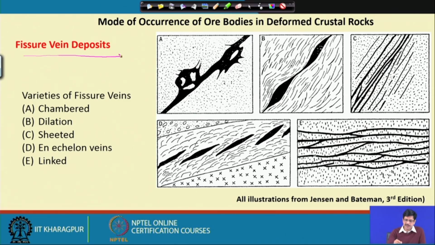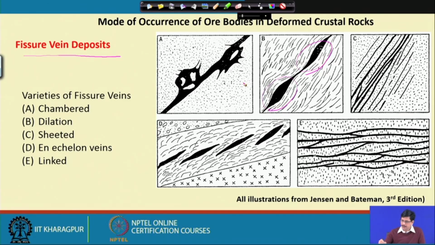In the first case it is a chambered type of fissure vein. A fissure is a plane of weakness, so it will always have a geometry where one of the dimensions is higher than the other two, as is shown here. This is the case where there has been some dilation in the schistose country rocks, and the fluid could only be occupying the zones where there has been dilation.